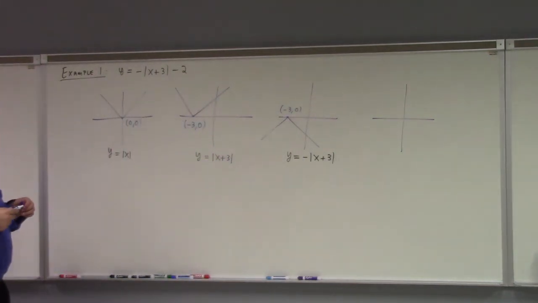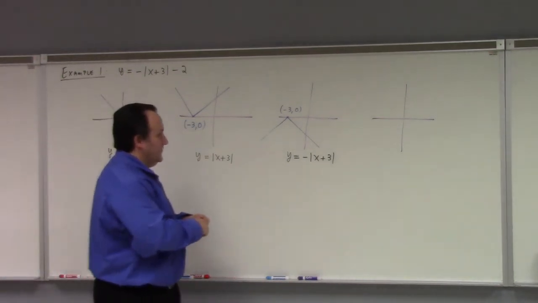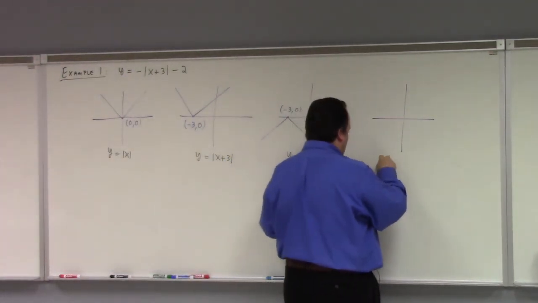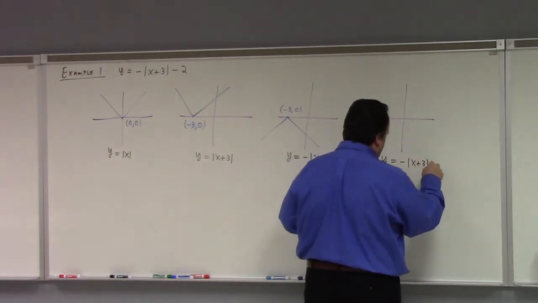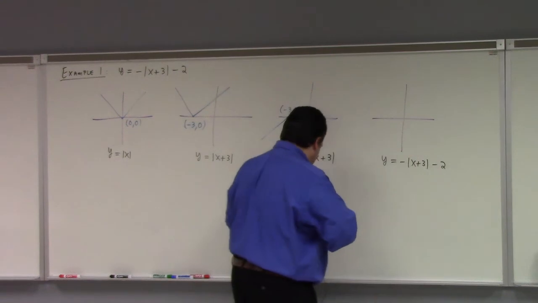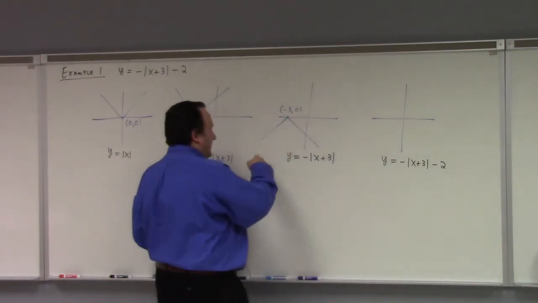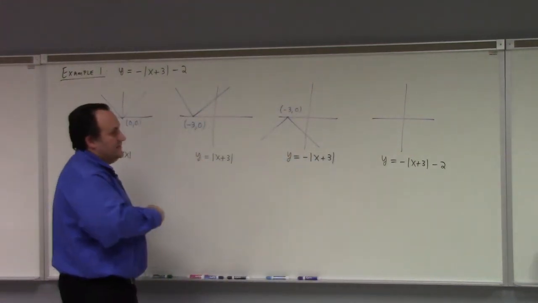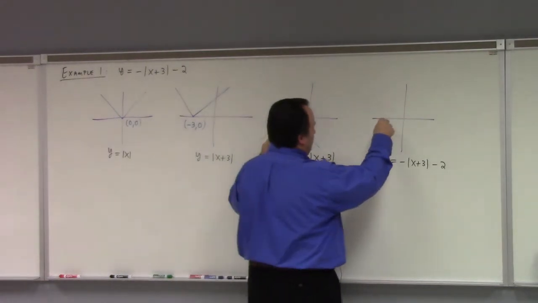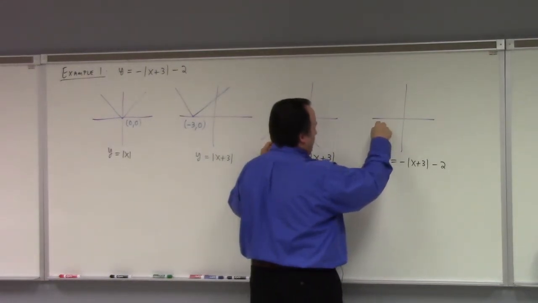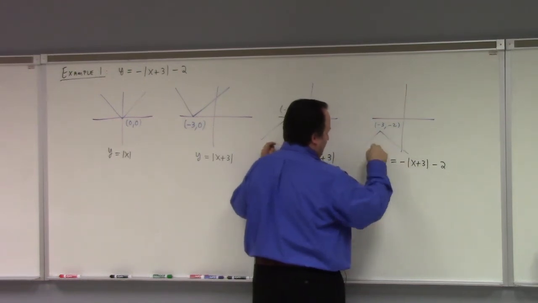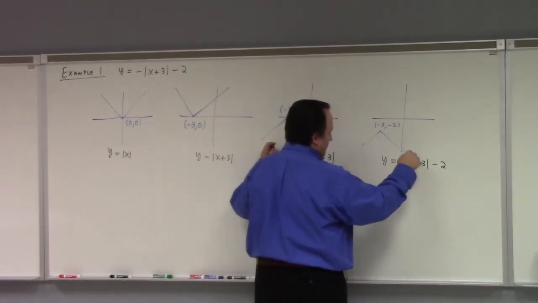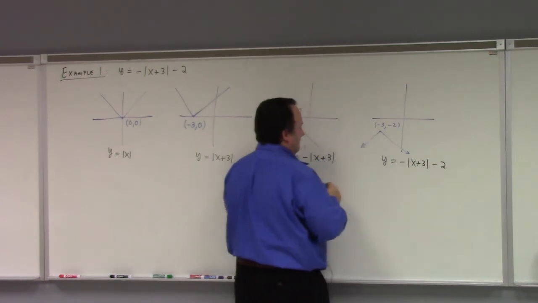Okay, finally, where are we? Subtract 2. So y equals minus absolute value of x plus 3, minus 2. What we do is take what we had before and shift it down 2 units. So the vertex goes from minus 3, 0 now to minus 3, minus 2, like that. So there you go. That's the graph, roughly speaking.